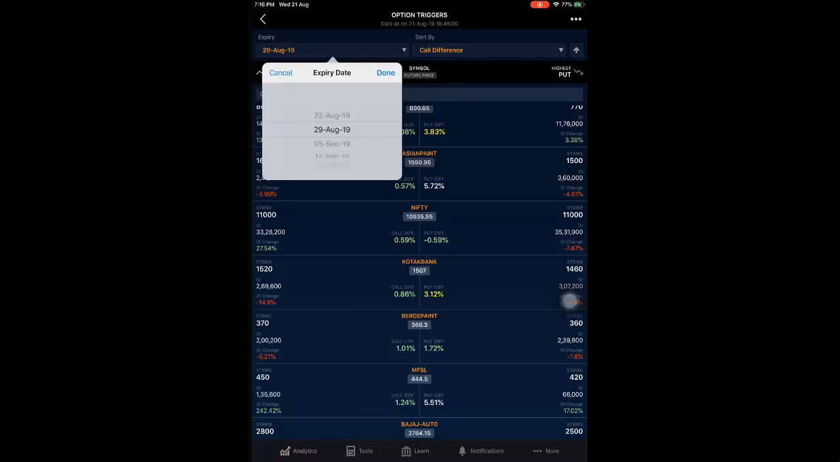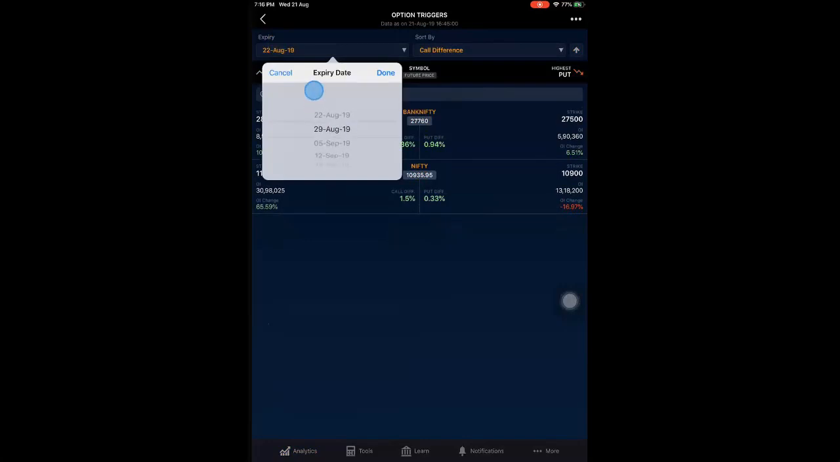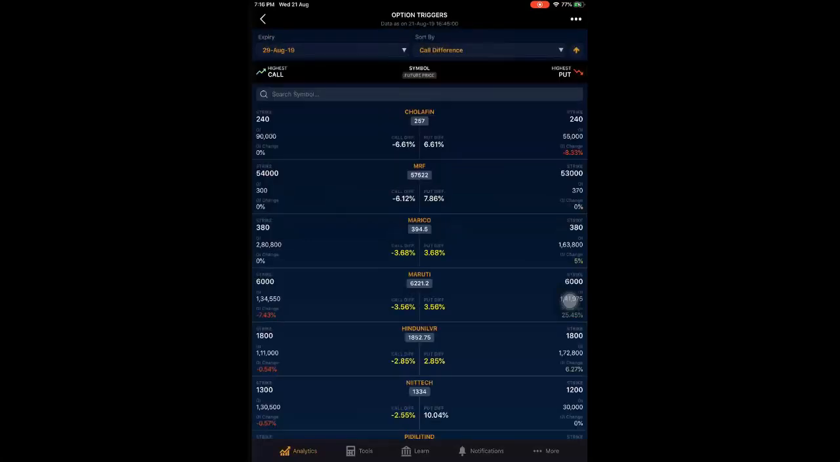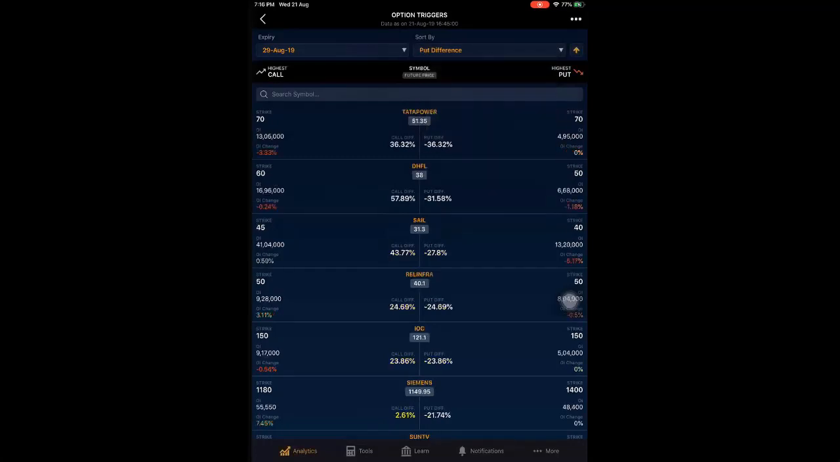The option triggers you can have for the one expiry which you are looking at. If you do weekly, you will see only Nifty and Bank Nifty. If you do monthly, you will see the stock options along with Nifty and Bank Nifty. You can sort the way you want: symbol name, put difference, call OI change, put OI change. It's in the premium algorithm category. So you have 3 premium products: one is the optimizer, second is the backtesting, third is the option triggers.